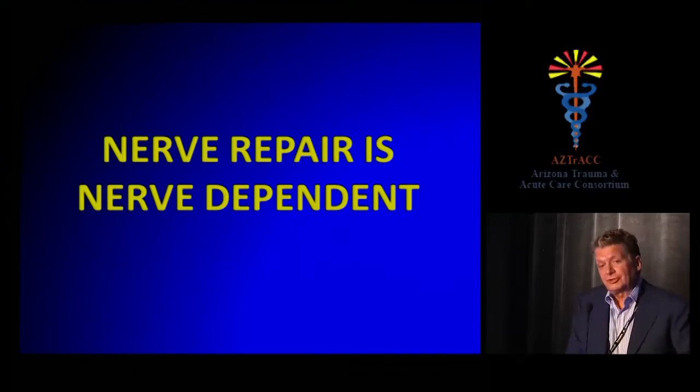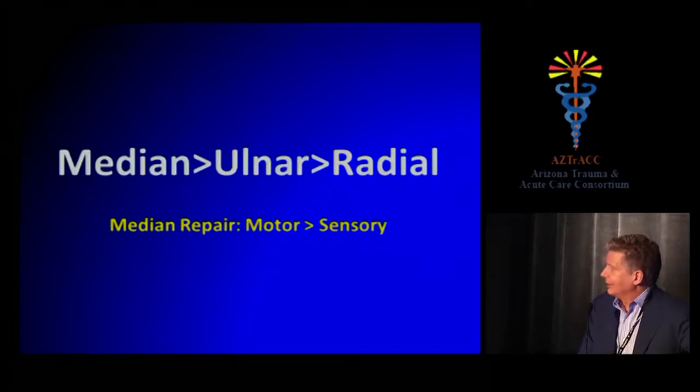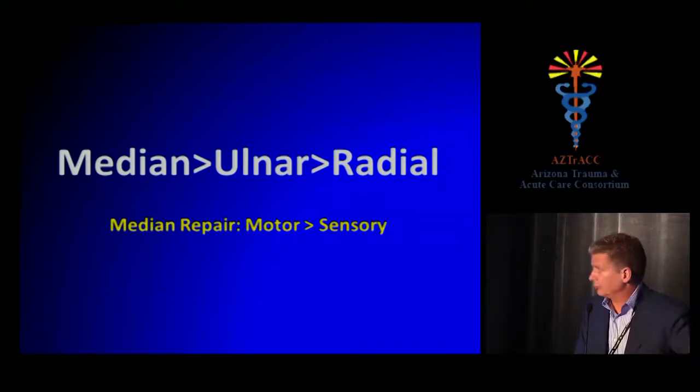Now, this is my own made-up statement. Nerve repair is nerve dependent. That seems obvious, but what I mean is repairing a median and ulnar and radial nerve is not the same. Median normally gets better results than ulnar, and radial the worst. That said, I always review articles before I do these talks to make sure I'm updated, and I found an article that claimed the opposite. So I'm in a bit of a state of confusion.